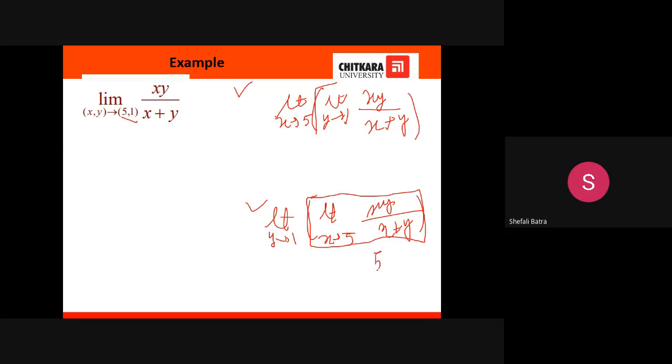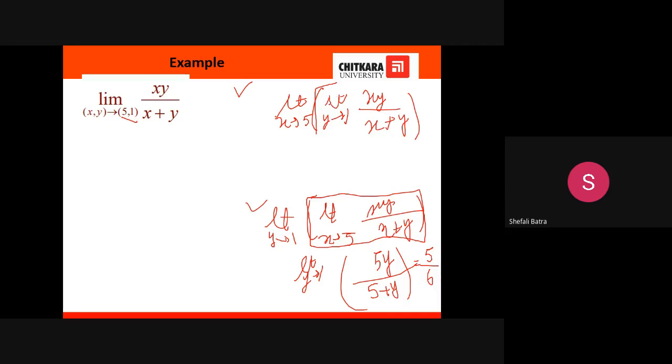So it becomes 5y upon 5 plus y. Right? Now you need to put the limit y approaches to 1. Now put y is equal to 1. So what would it become? 5 into 1 is 5, 5 upon 5 plus 1 is 6. So 5 by 6. Right?